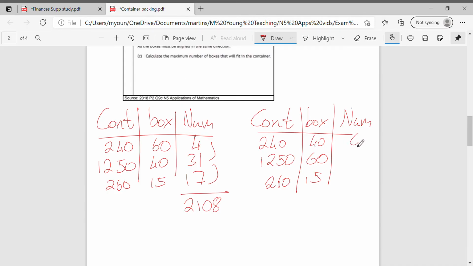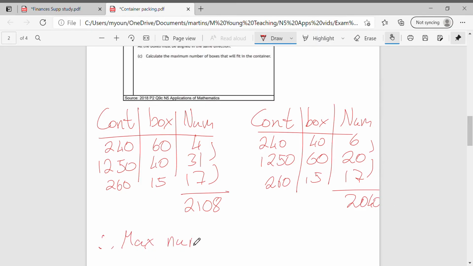So, do the division. This is going to be 6. 1250 divided by 60, that's going to be 20.8, but it's just going to be 20 then. 260 divided by 15, we've worked that one out already, we get 17 for that. Times these together, so 6 times 20 times 17, 2040. So in this case, the max number is 2108 boxes like that.